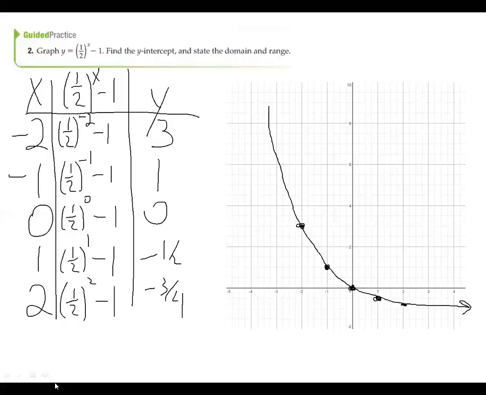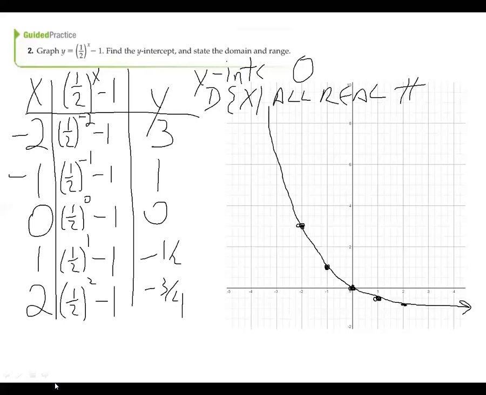So the y-intercept is 0. The domain, again, is x such that it's all real numbers. And the range is y such that y is greater than negative 1. Okay, so here's what happened. This minus 1 shifted the graph of the exponential function down 1 unit.